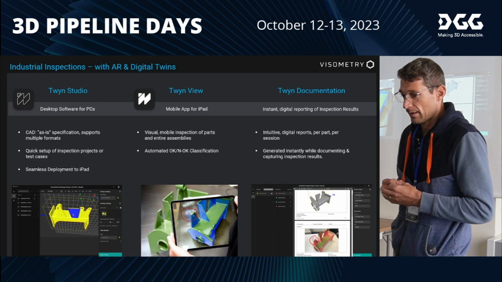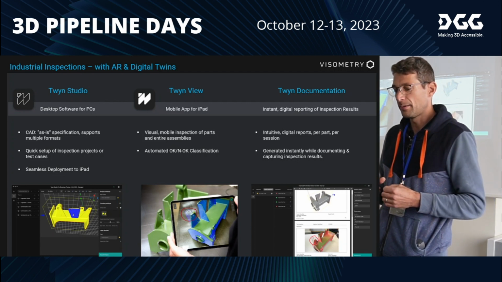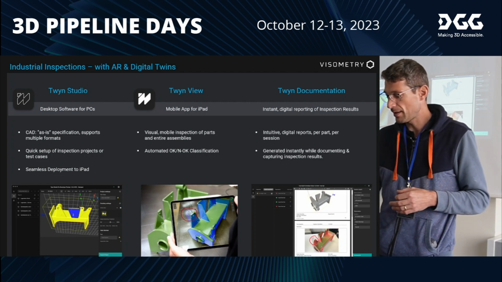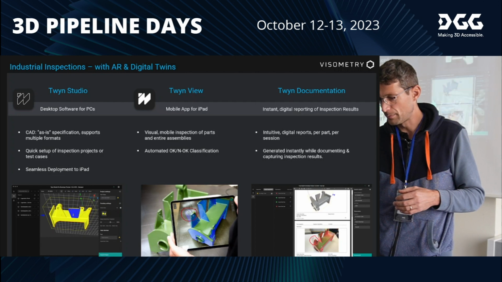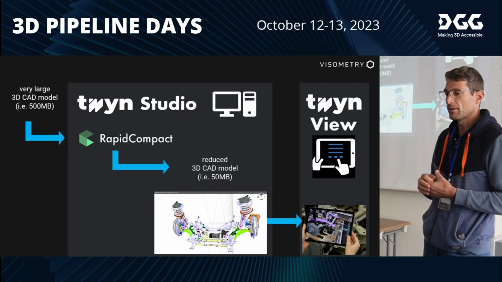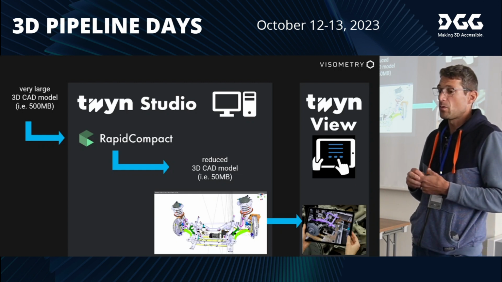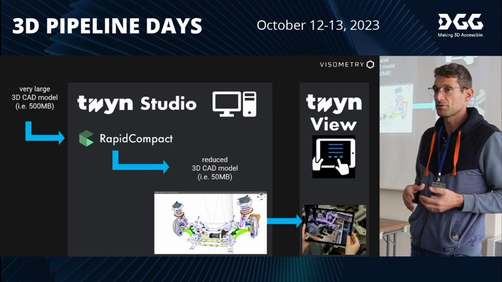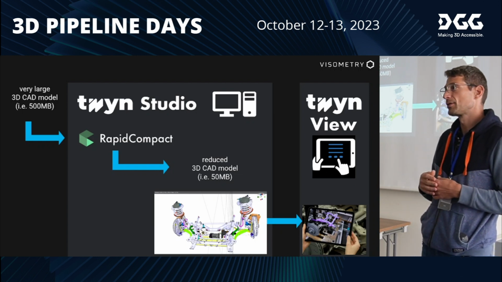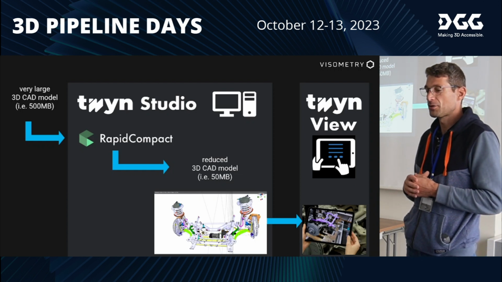And so, yeah, we had this need of taking these really large 3D CAD files and putting them in a more compact form. This is why we integrated Rapid Compact in our Twyn Studio. Now this makes it possible that we can import very large 3D CAD files into our system and make a very compact representation for the tracking.